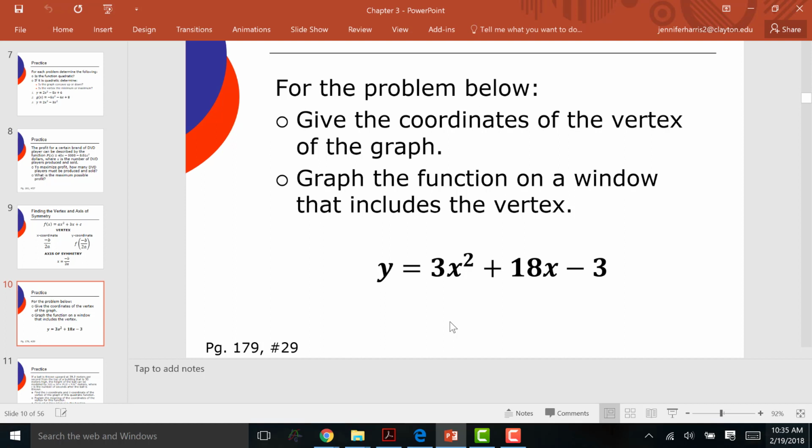Negative 18 times negative 3, how much is that? No, shouldn't it be positive 18? Positive 18, yes, it should be positive 18. I don't know where I got that negative sign from. So now, positive 18 times negative 3 is 54. And I still got my minus 3. Now I can just do all the subtraction straight across from left to right.